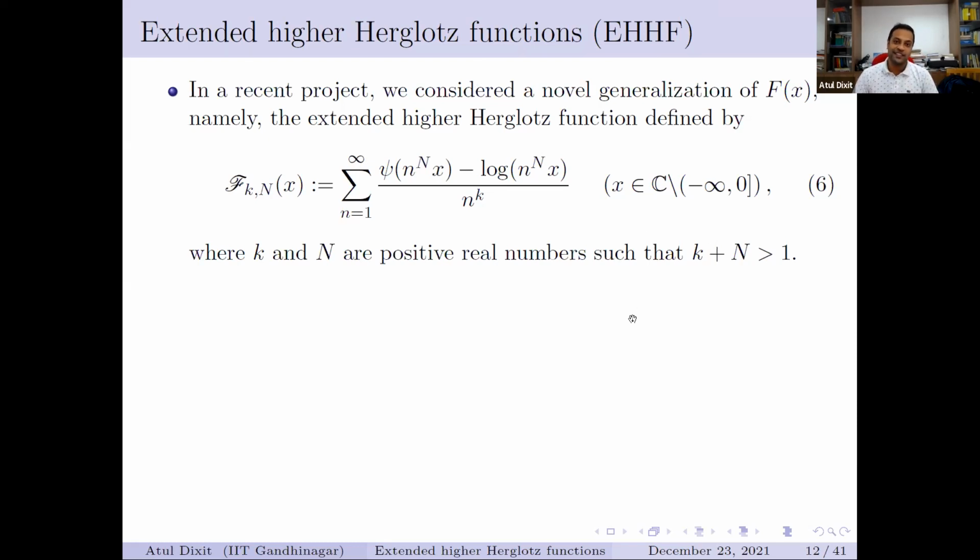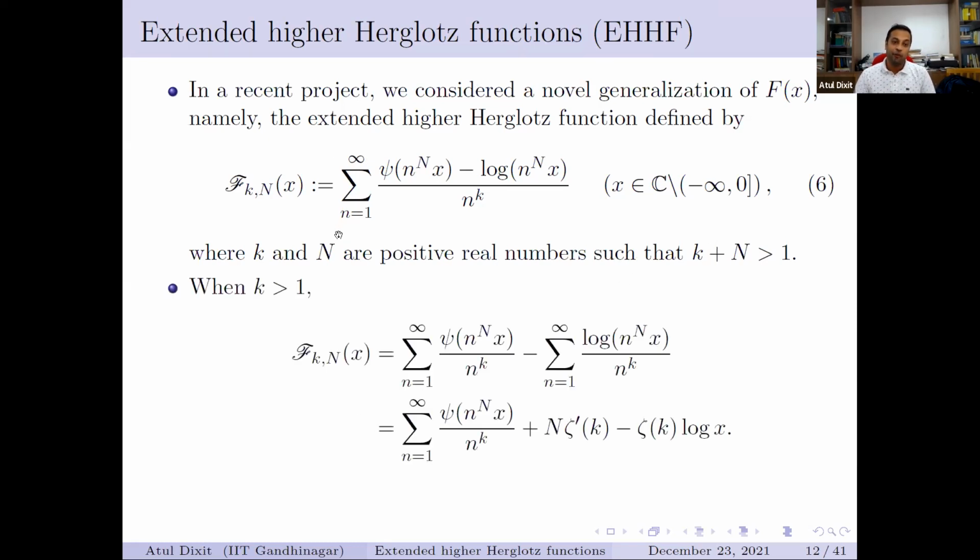We encountered this from our prior work on generalized Lambert series. So one thing that is required is you can easily look at various generalizations very easily. So when you split that for k greater than 1, you can do that. Then this series can be easily evaluated in terms of zeta of k and zeta prime of k.